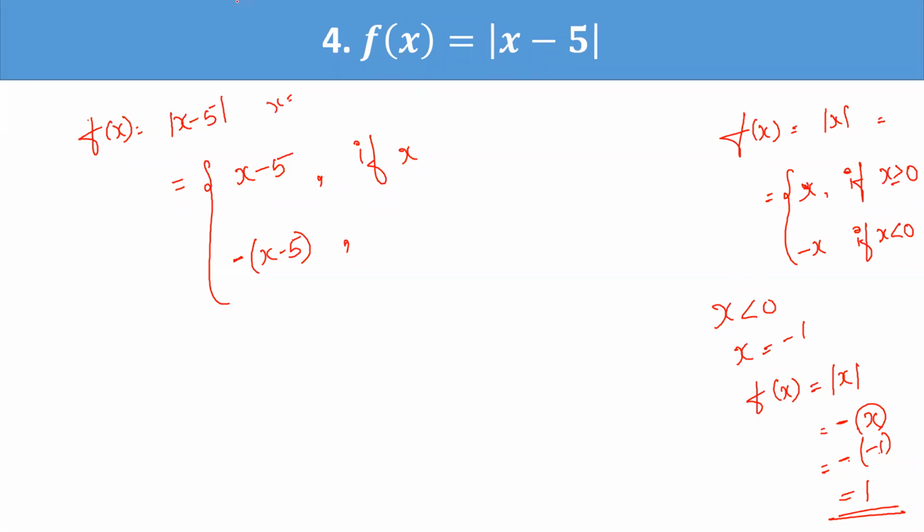What should be the value of x, students? At what value does f of x become 0? I should get the answer equal to 0. At what value does f of x become 0?